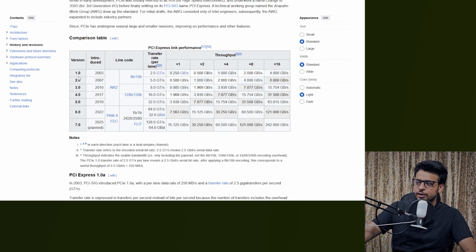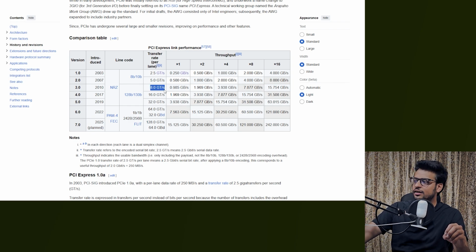So in PCI Express 1.0 at 2.5 giga transfers per second, in x1 mode, it's 0.250 gigabytes per second. x2, it's 0.500 gigabytes per second. x4, 1, x8, 2, and x16, 4. Now this is how it works. If you think about PCI 3.0, 4.0, it goes the same way.